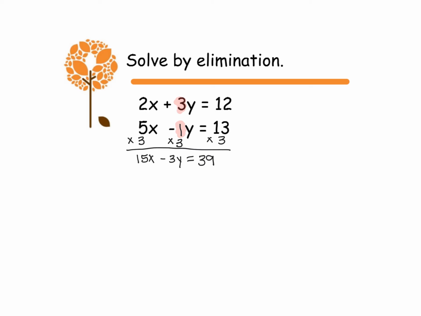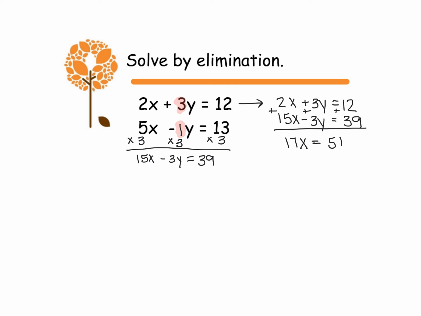Over here, I'm just going to rewrite my first equation with my new equation under it. And now if I add the columns, I should get these 3's to cancel out. So 2x plus 15x is 17x. 3 plus negative 3 would be 0. And 12 plus 39 would be 51. When I divide both sides by 17, I get that x is 3.